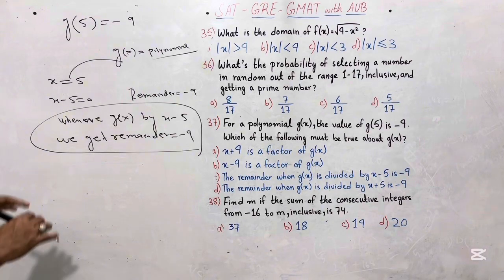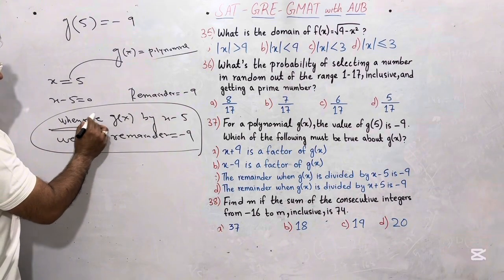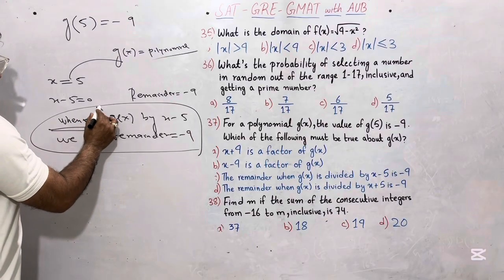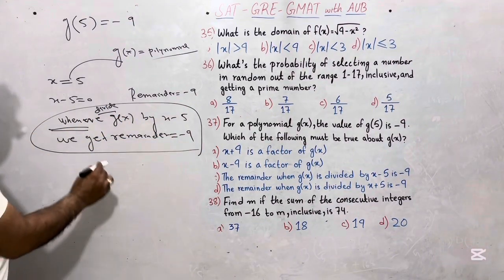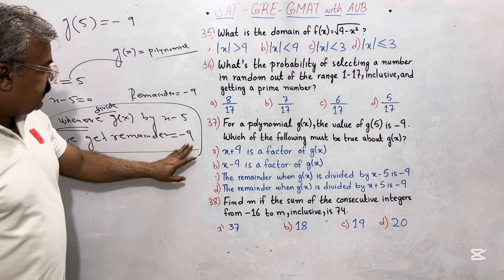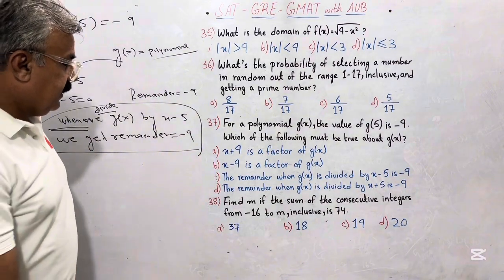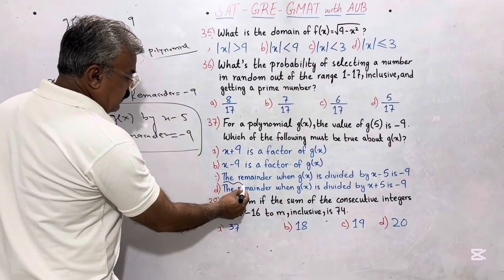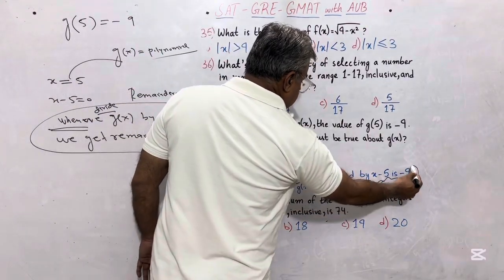Then we said that when we divide g of x by x minus 5, we get the remainder minus 9. So in that case, our correct option is C. The remainder when g of x is divided by x minus 5 is minus 9.